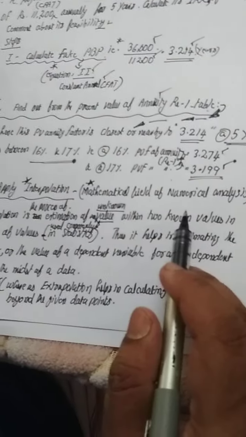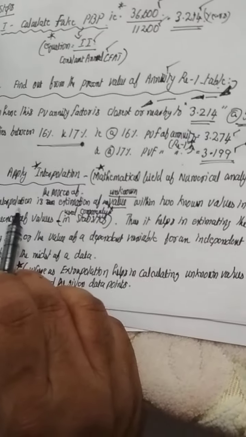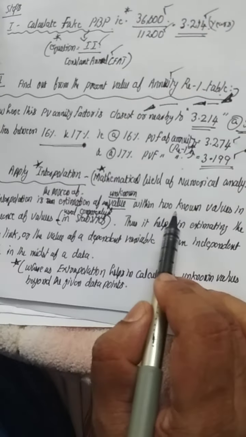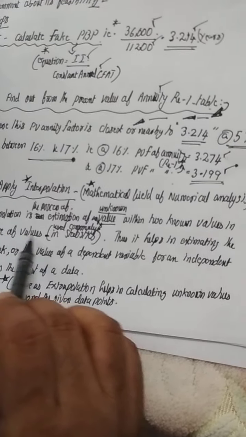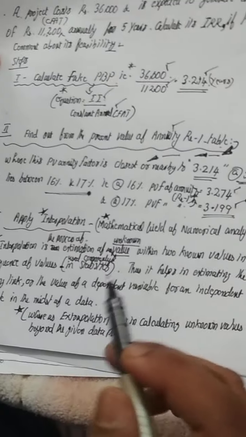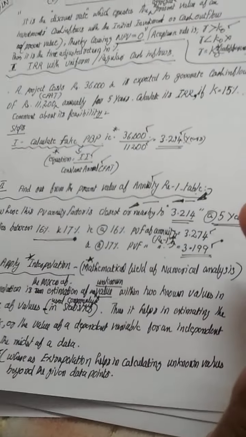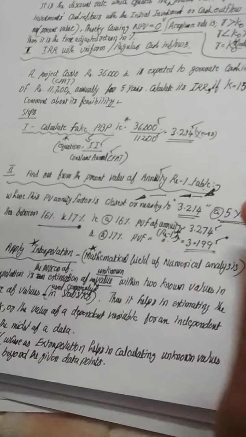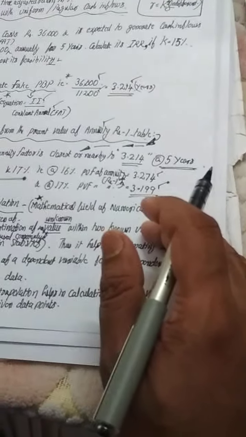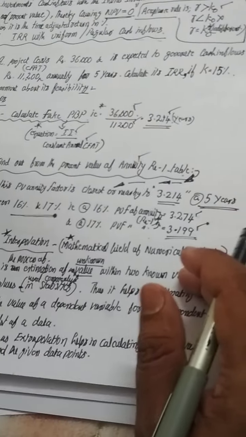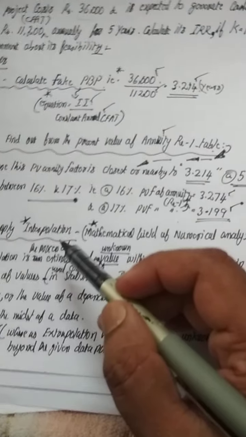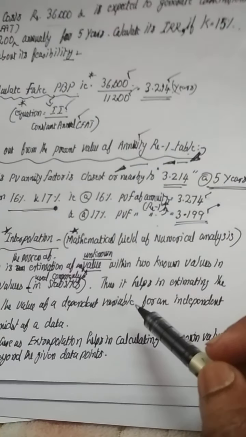It's a mathematical tool or statistical tool. So what is interpolation? Interpolation is the process of estimating an unknown value within two known values in the sequence of values, used commonly in statistics. So when we have two figures with us which are the known values and we want to estimate or find out an unknown value which lies between these two known values, that method is called interpolation. This interpolation is used in the internal rate of return method.